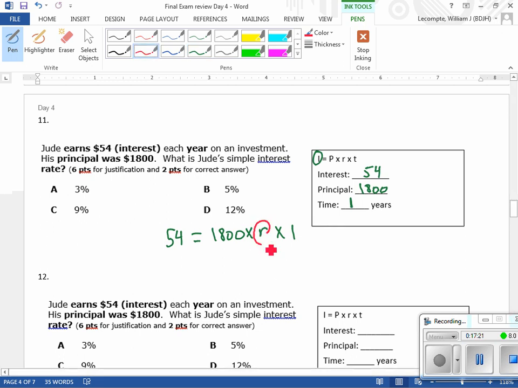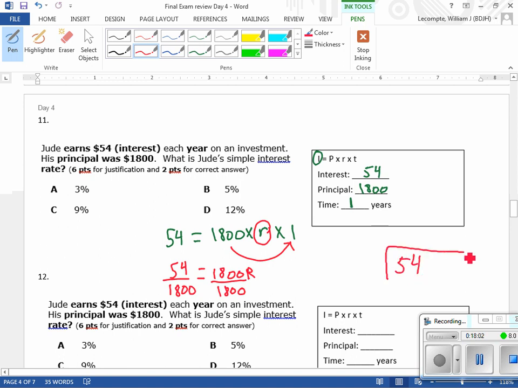Well, I know that 1,800 times 1, well, that's 1,800. So I have 1,800 R is equal to 54. Right? Trying to teach the kids, a lot of them are starting to get it now, but how do I isolate the R? I have to do the opposite of what's happening. The 1,800 is being multiplied to the R, so I'm going to divide both sides by 1,800. And when I divide 54 by 1,800, I put the 54 inside and the 1,800 outside.